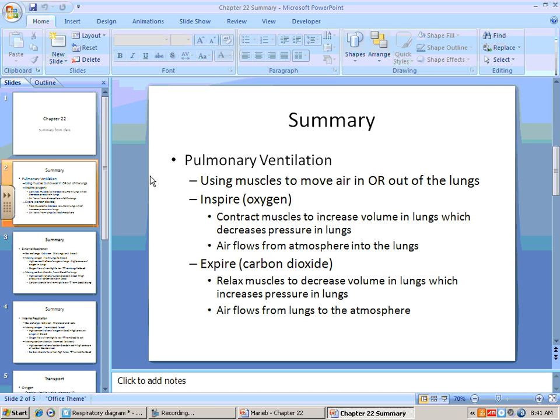We have pulmonary ventilation. Its job, move the air in or out using muscles. Okay? So to inspire, we're trying to get oxygen in. Contract muscles to increase volume. Increase volume means low pressure. Air flows from the atmosphere to the lungs. Okay? The opposite, when we're ready to get CO2 out, we relax the muscles. That decreases the volume. Lower volume means high pressure in the lungs. So air flows from the lungs to the atmosphere. Okay, we got that part.